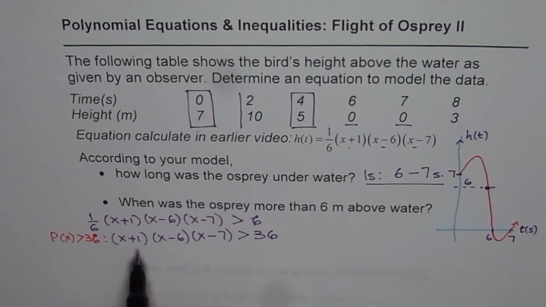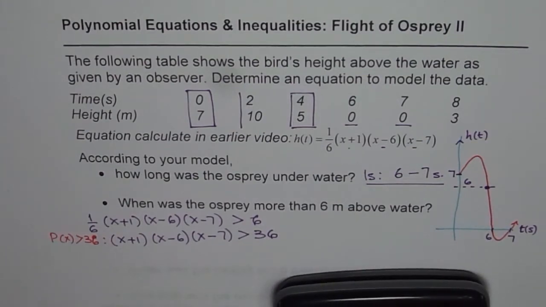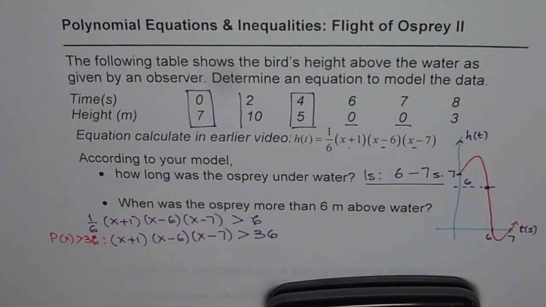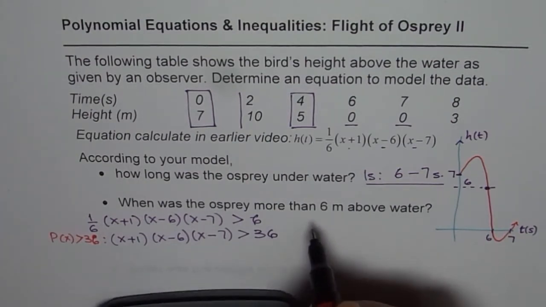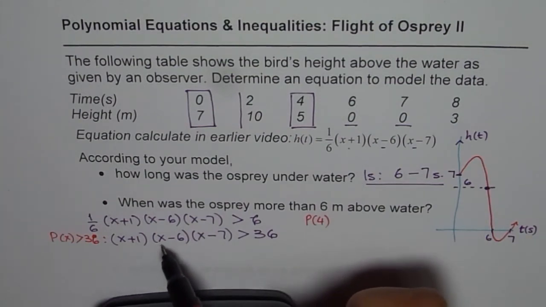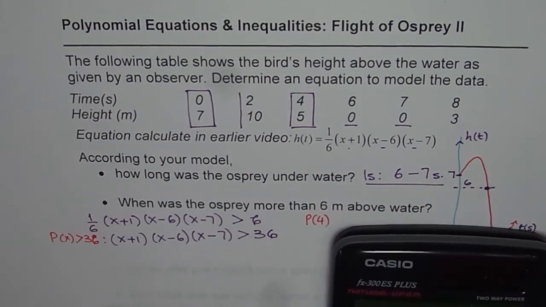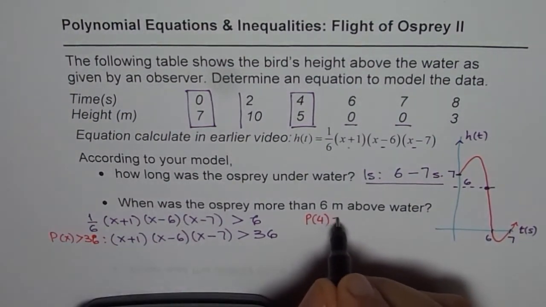What we can do at this moment is use a calculator and plug in some values. We just need this point, and it is definitely less than 6. So we can pick up the calculator, plug in values, and find what value of x gives us closest to 36. So let's find what p of 4 is, for example, since 4 will be in between. It is (4 plus 1) times (4 minus 6) times (4 minus 7). I will plug in the values on the calculator: within brackets 4 plus 1, then 4 minus 6, times 4 minus 7, equals 30. So p of 4 is 30 for us.